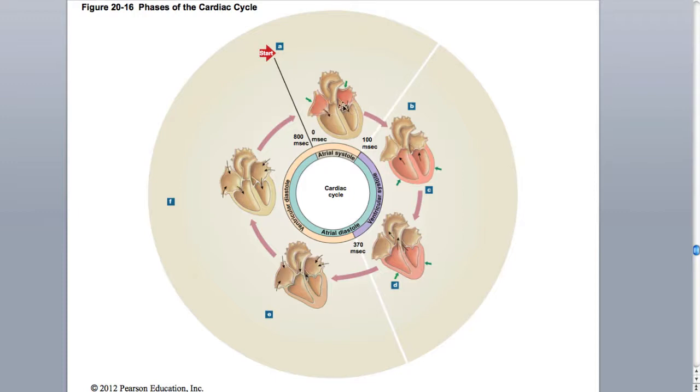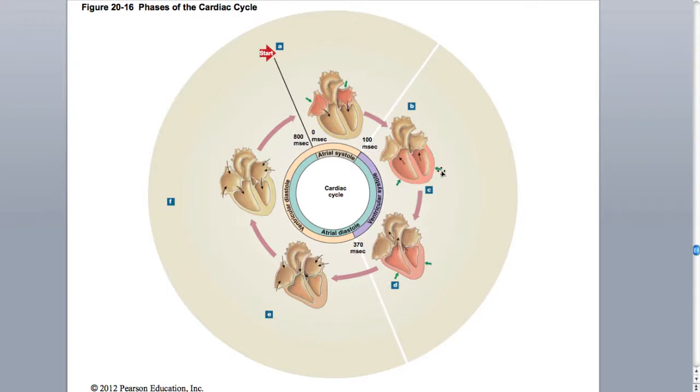The valves have opened. So the bicuspid valve on the left and the tricuspid valve on the right have opened, and we're now filling the bottom. So that's the atrial systole. Again, related to your EKG. So this is just before the QRS. So this part right here is before the QRS.